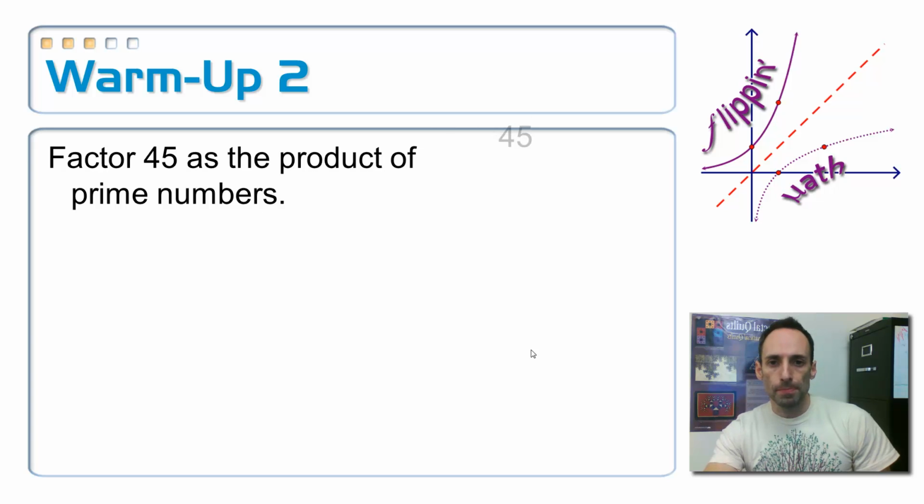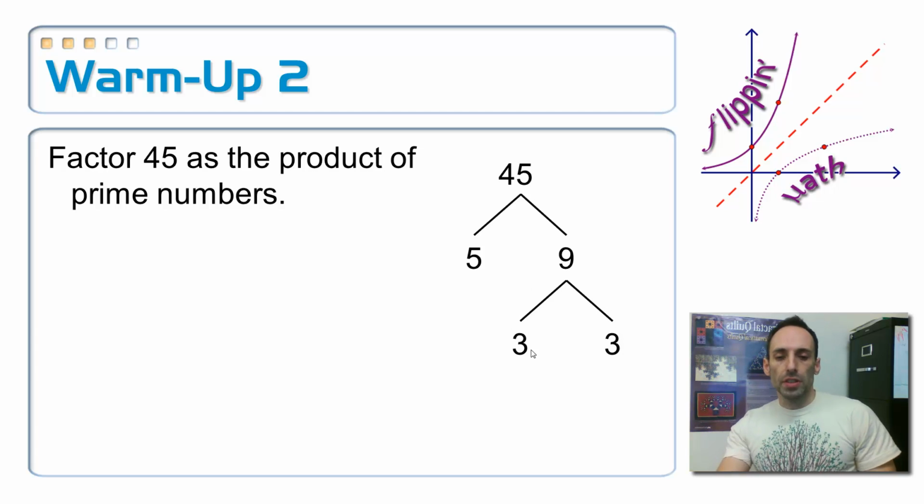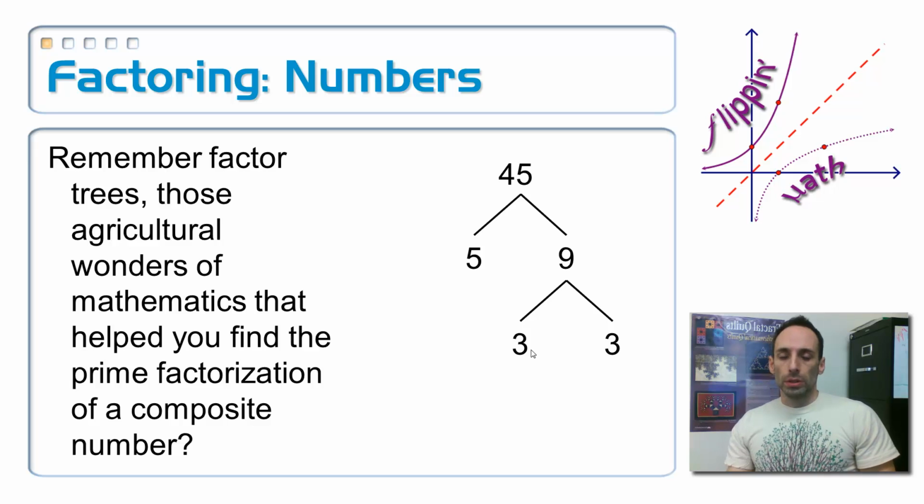Okay, so here we go. So we'd start with 45, and I'd pick 2 things that multiply up to 45, and it could be anything. So for example, I chose 5 and 9. Okay, so 5 is a prime number. You don't do anything with it. 9 is not, because 9 is 3 times 3, so you break it up again. So that was called the factor tree. You might remember doing that way back when, and they help you break a number down into its prime factors.